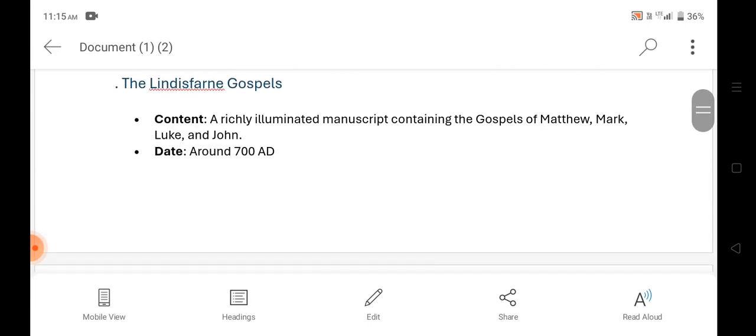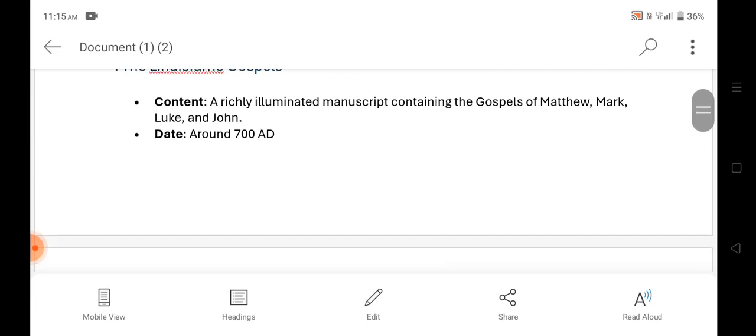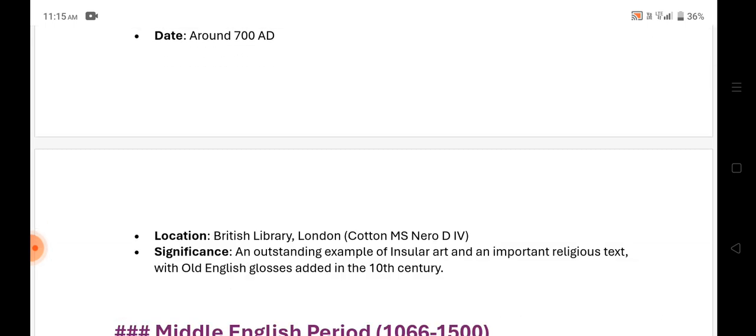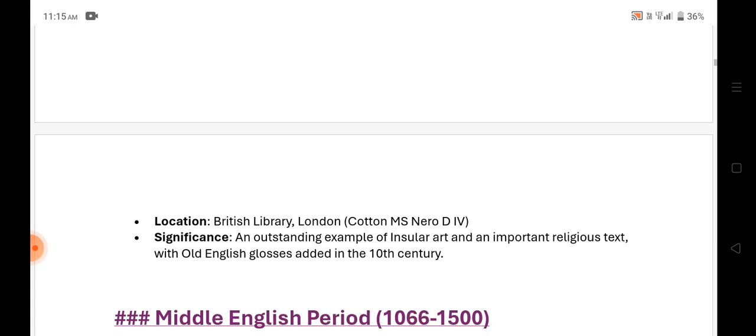And the next is a richly illuminated manuscript containing the Gospels of Matthew, Mark, Luke, and John from around 700 AD. It is an outstanding example of insular art and an important religious text with Old English glosses added in the 10th century. So these are some key points of the Anglo-Saxon period.